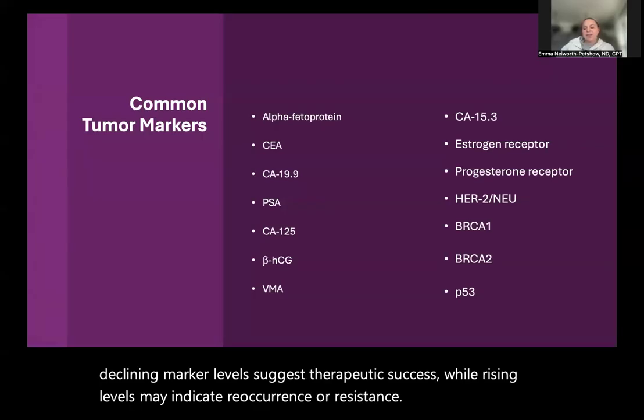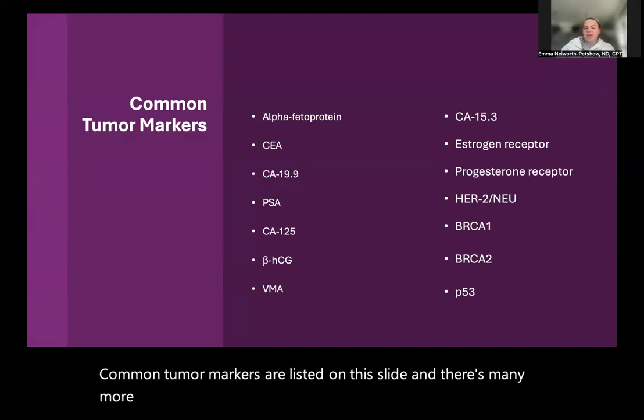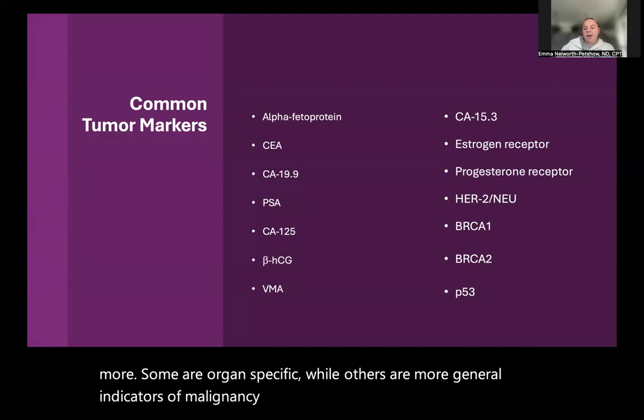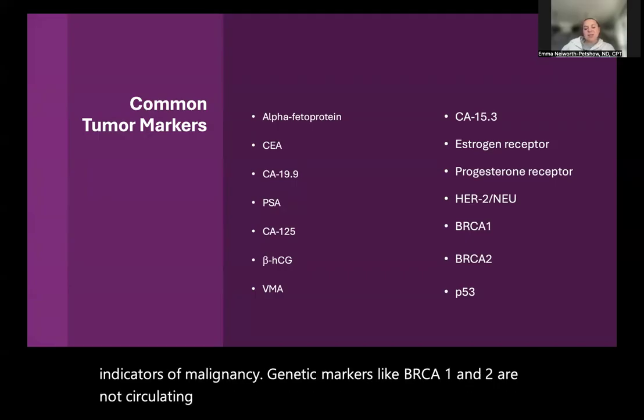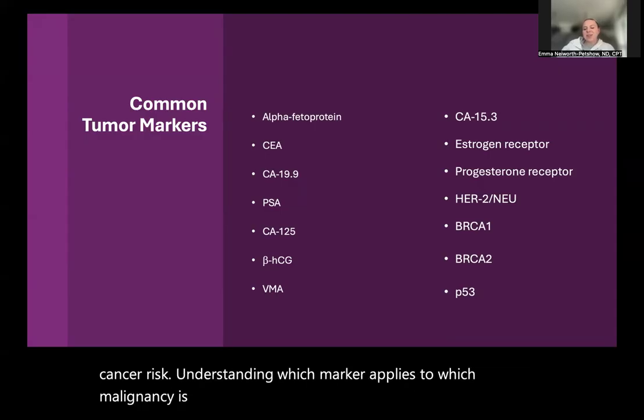Common tumor markers are listed on this slide, and there are many more. Some are organ specific, while others are more general indicators of malignancy. Genetic markers like BRCA1 and 2 are not circulating proteins, but mutations associated with increased cancer risk. Understanding which marker applies to which malignancy is key for clinical interpretation and also for your NPLEX exam.